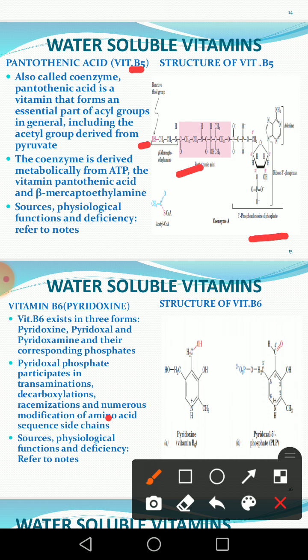Move towards vitamin B6, that is pyridoxine. Vitamin B6 exists in three forms: pyridoxine, pyridoxal, and pyridoxamine, and their corresponding phosphates. Pyridoxal phosphate participates in transamination, decarboxylation, racemizations, and numerous modifications of amino acid side chains. Look towards the diagram.